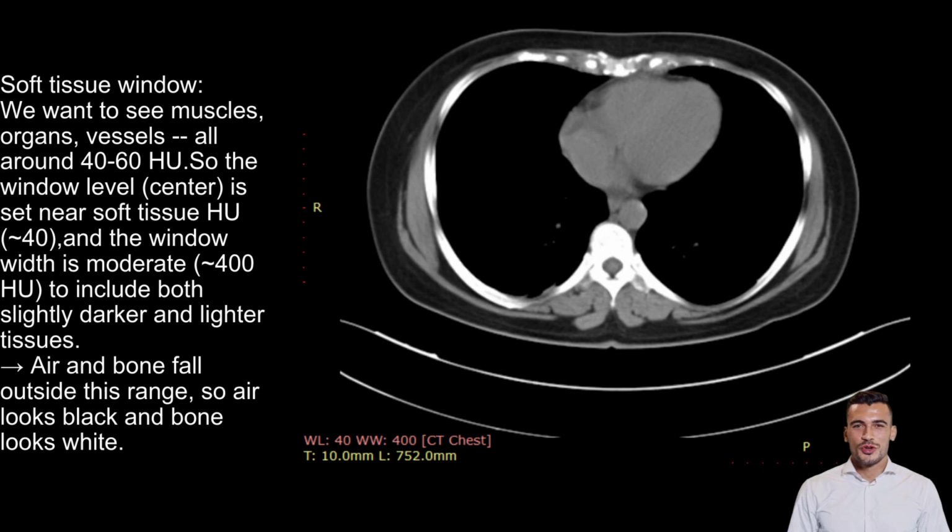Soft tissue window. We want to see muscles, organs, vessels, all around 40 to 60 HU. So the window level, center, is set near soft tissue HU, approximately 40, and the window width is moderate, approximately 400 HU, to include both slightly darker and lighter tissues. Air and bone fall outside this range, so air looks black and bone looks white.